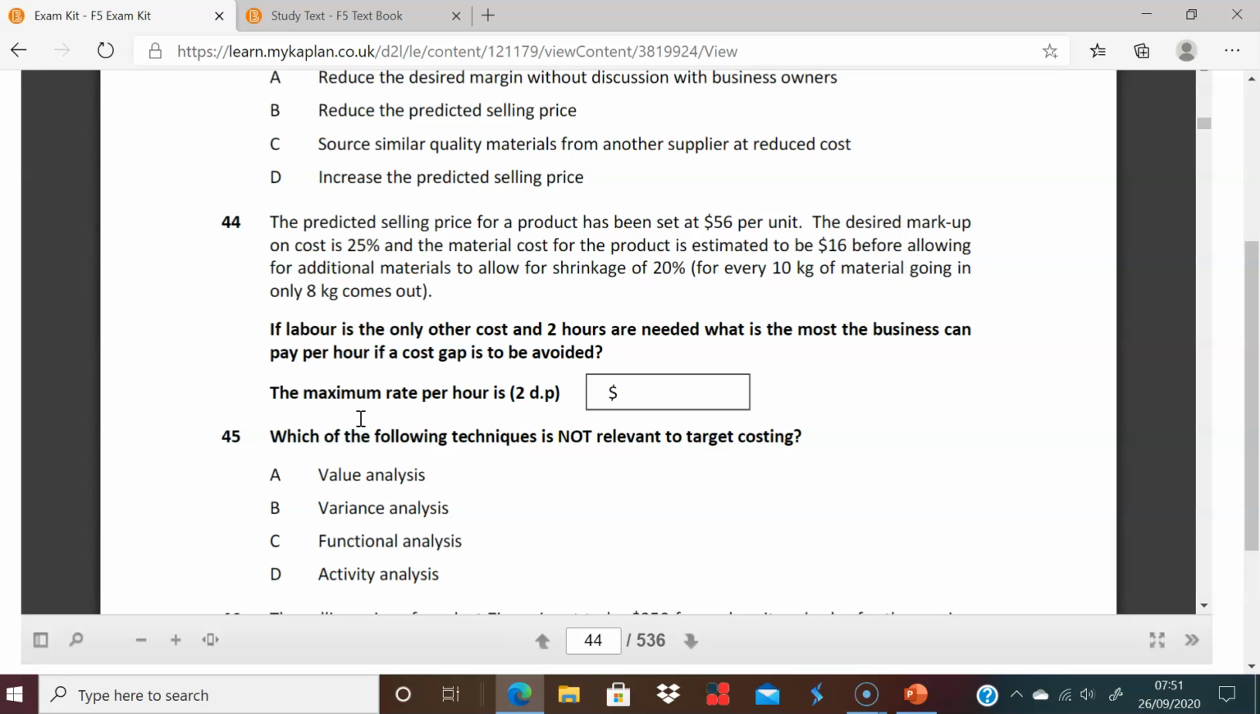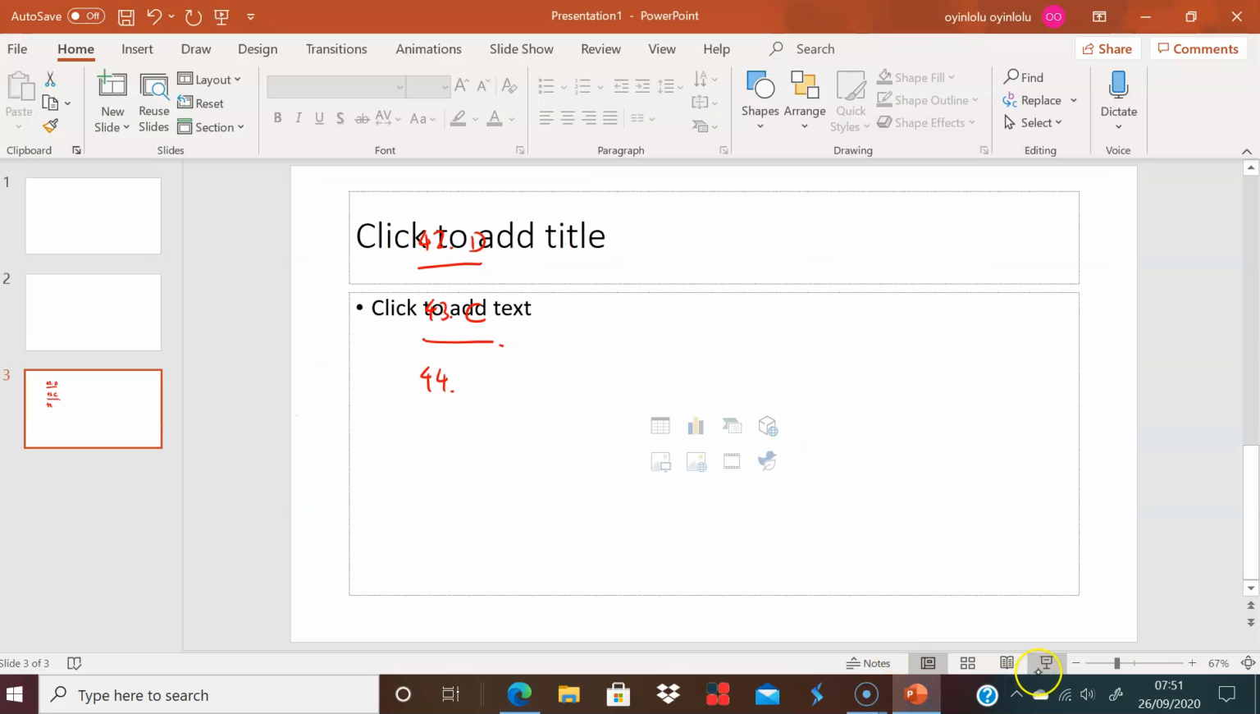So here it says the predicted selling price for the product has been set at $56 per unit. The desired markup on cost is 25%. So if we look at that first, the selling price is $56. It says the desired markup is 25%. So that means, if you remember with your markup, this is at 125%, and therefore your costs are at 100%. That's the whole markup principle, isn't it?